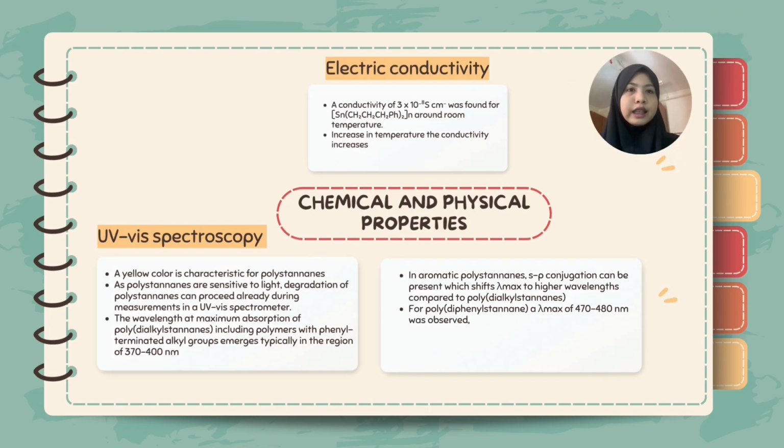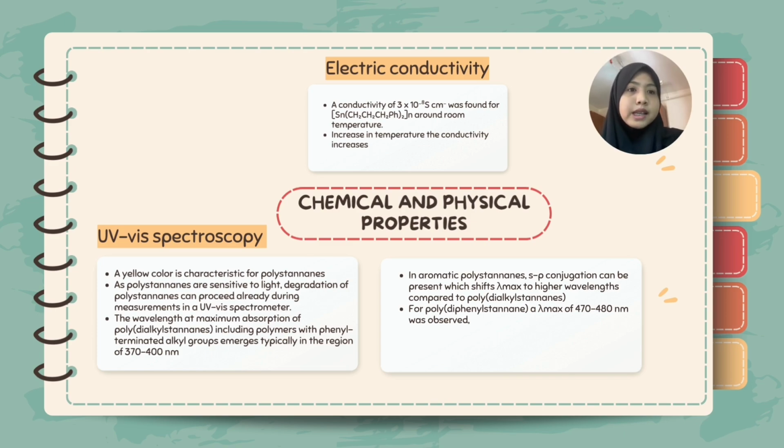Next, we have the electric conductivity. A conductivity of 3 times 10 to the negative 8 S/cm was found for polystannane around room temperature. An increase in temperature also increases the conductivity. And lastly, we have UV spectroscopy. The yellow color is characteristic for polystannanes. As polystannanes are sensitive to light, degradation can proceed already during measurements in a UV spectrometer.